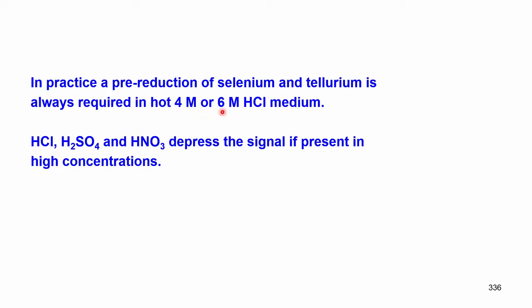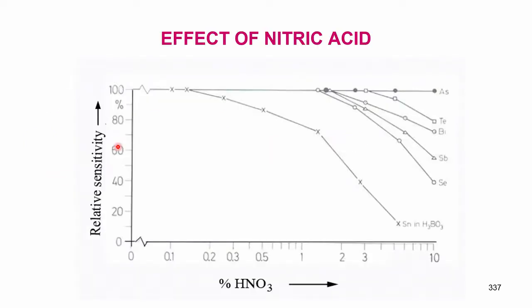Many health episodes and toxic spills have happened because of selenium, which is one of the known contaminants along with lead. If I have a lot of acid, HCl, H2SO4, HNO3 and so on, they depress the signal when present in high concentrations. So we have to be very careful that the concentration of the acid should be as low as possible whenever we want to do atomic absorption using hydride generation.